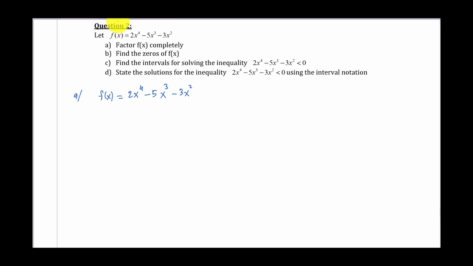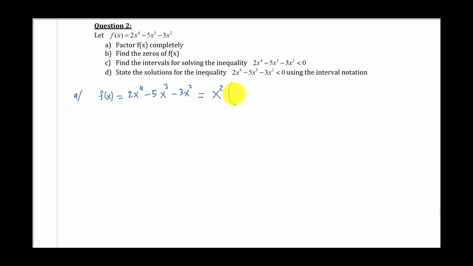Now let's move on to solve this second question for the practice final. We are given a function f of x, and the first part, A, is asking to factor this function completely. Now if you look at this function, we can see that they have x to the fourth power, x to the third power, x to the second power. So it looks like x to the second power is the common term, so that you can pull that to the outside. I can pull the x to the second power to the outside.